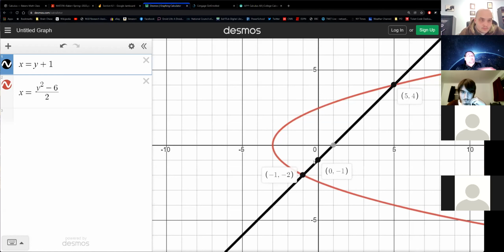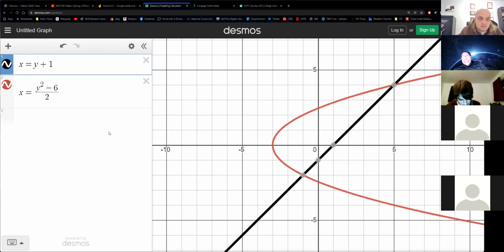No, the x and y axes don't change. If x is 0, y is -1. So when you graph it, the x and the y axis don't change. This is still my x axis going left to right. My y axis is still going up and down. Got it. Okay, thank you.